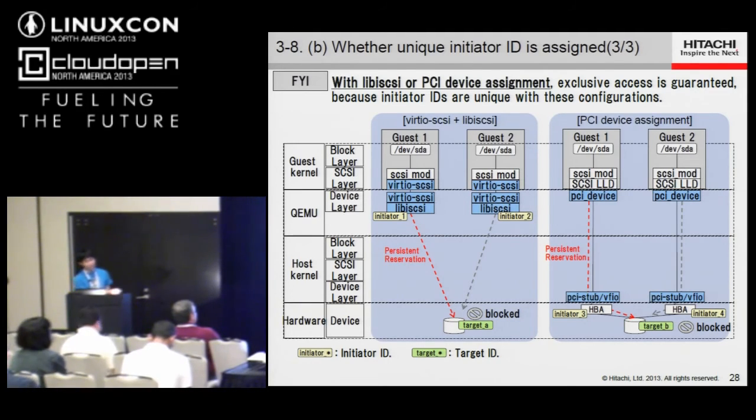As for PCI device assignment, it needs to dedicate host devices, HBAs, to each guest. Therefore, a different initiator ID is assigned to each case. So the unique initiator ID is guaranteed in this configuration.